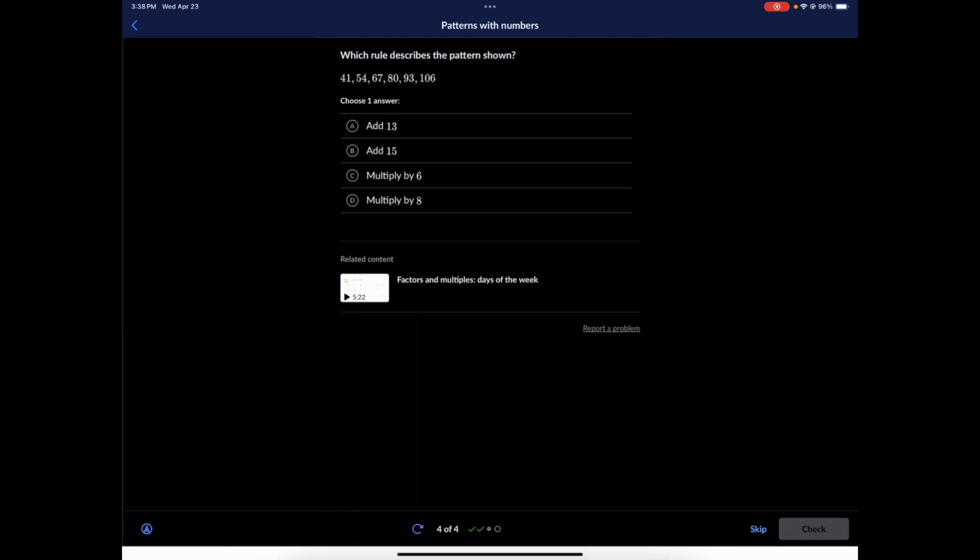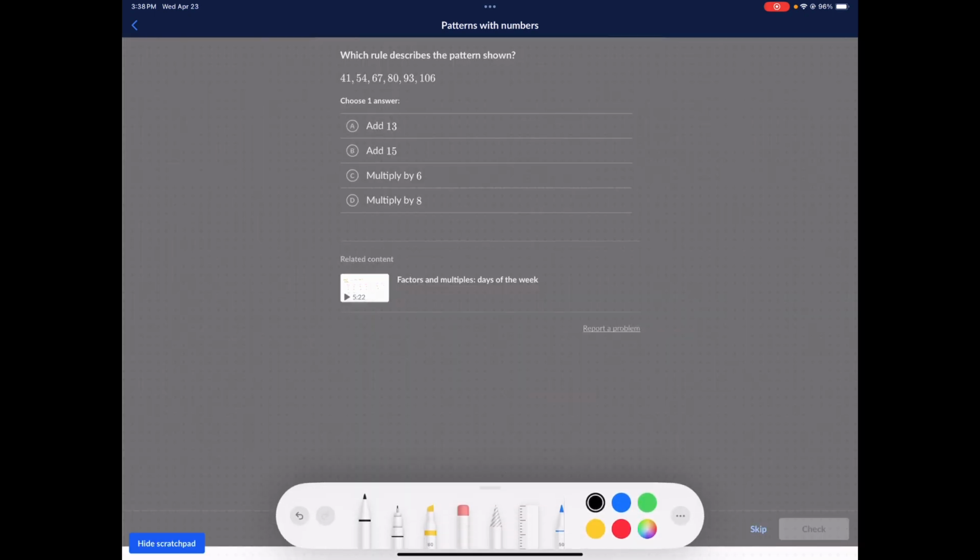Okay, so let's see if we can make up for that with this next problem. Which rule describes the pattern shown? 51, 54, 67, 80, 93, 106. So let's see what we're getting at here. So we either have to add or multiply.